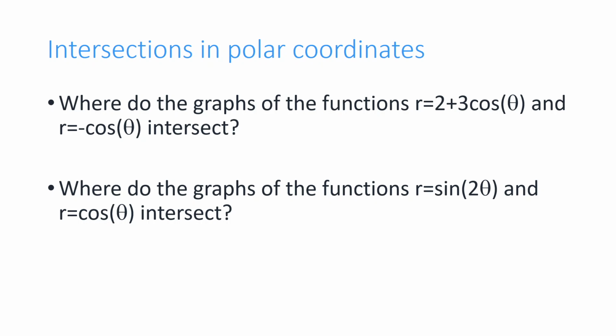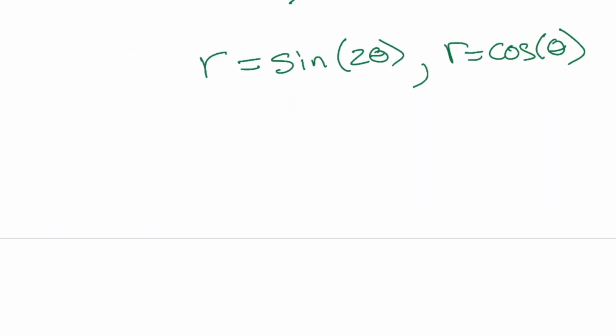And of course, what I'm interested in here most is using this eventually to come up with limits. So r equals sine of 2 theta and r equals cosine of theta. So there are my two functions, and I'm going to just set them equal to one another.